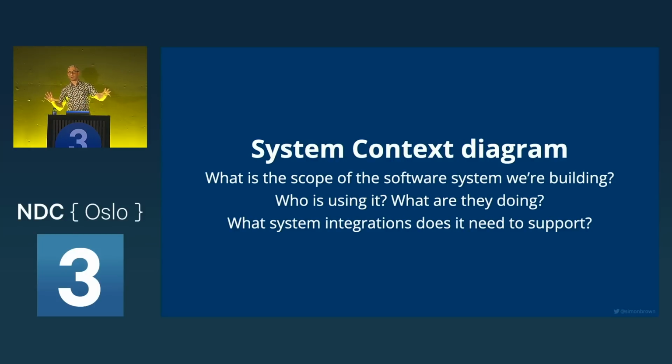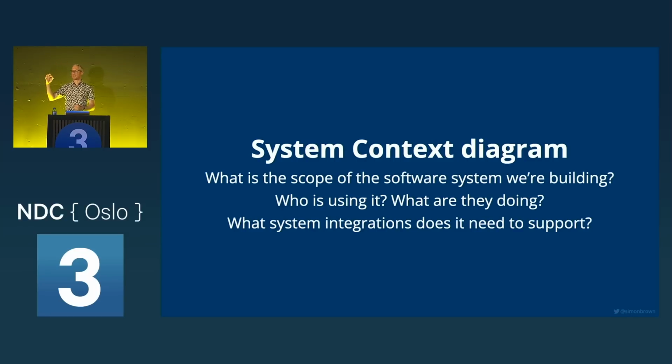So the top level diagram is a system context diagram. And the system context diagram basically says, here's your system in the middle, and here are the things around it in terms of people and other software system integration points. So in other words, in order to draw a system context diagram, these are the questions you need to ask. What's the scope of the thing we're building? What features sit inside our box? What features sit outside of our box in the rest of the environment?